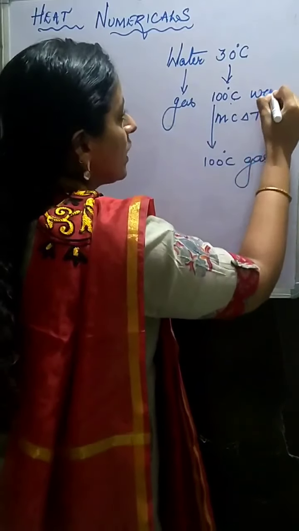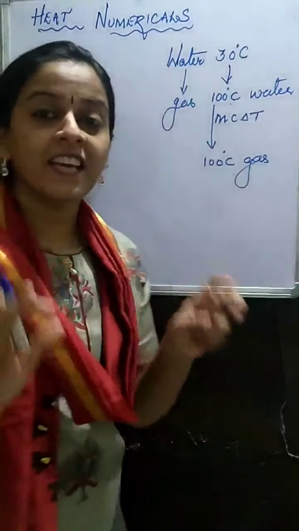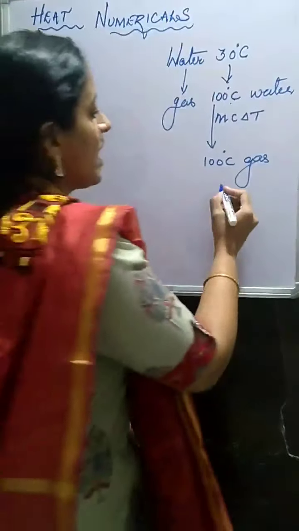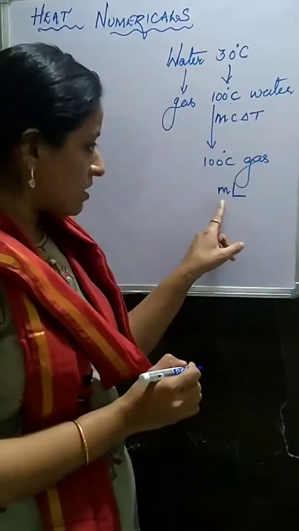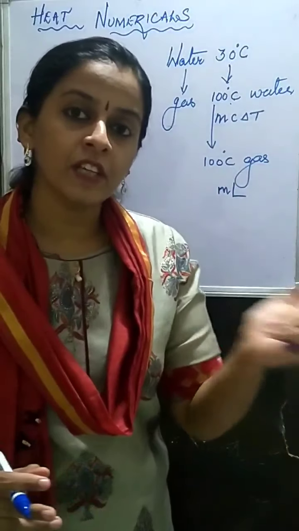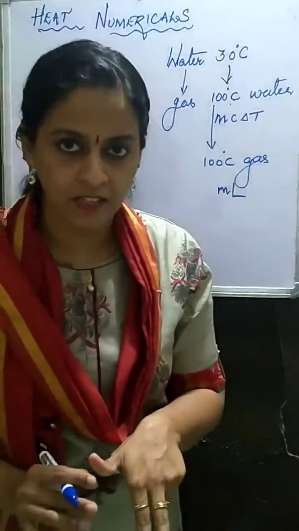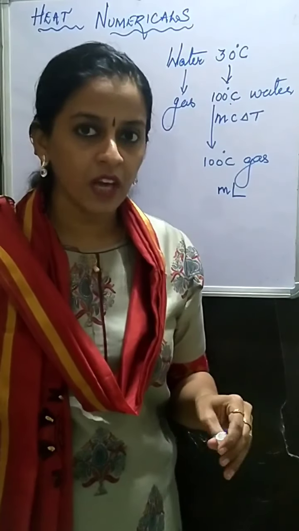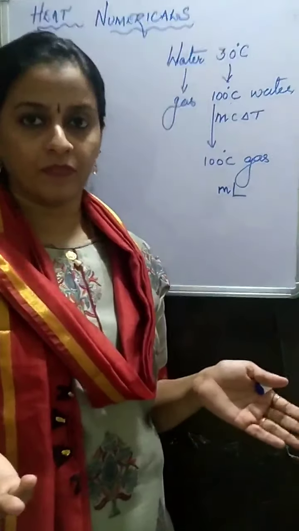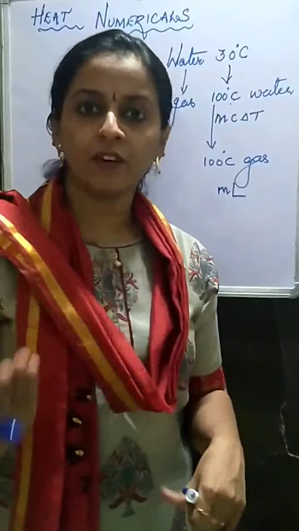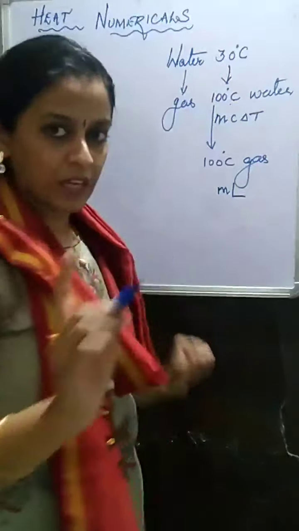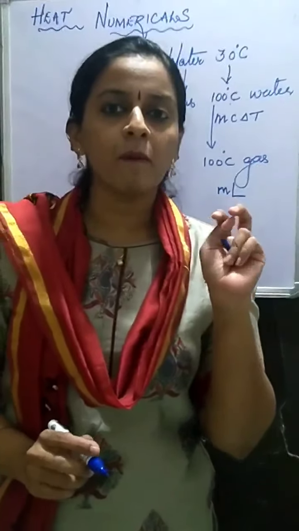So here water is getting converted into gas. There is change in state. When there is change in state, you will consider m into L, mass of water and latent heat. Here it is getting converted into vapor, so latent heat of vaporization. Are you understanding? From solid to liquid, latent heat of fusion. Here from water to gas, this will be latent heat of vaporization. So what are the two things that you have to remember?